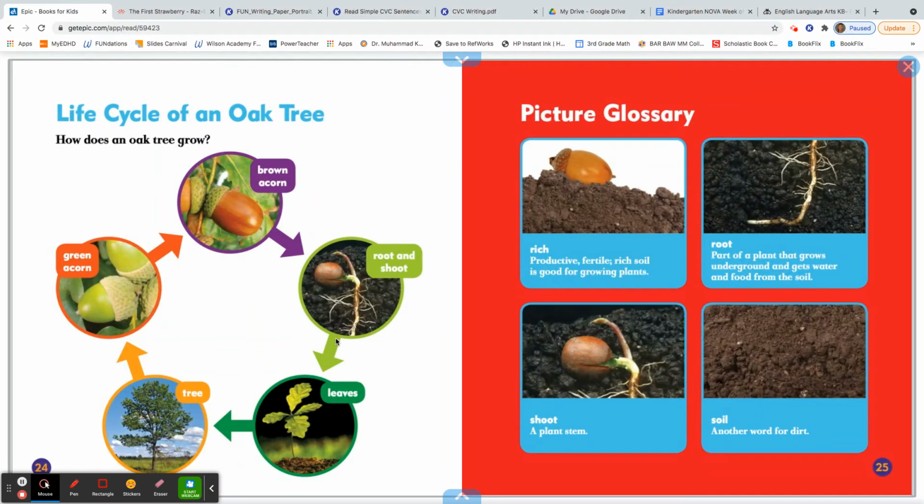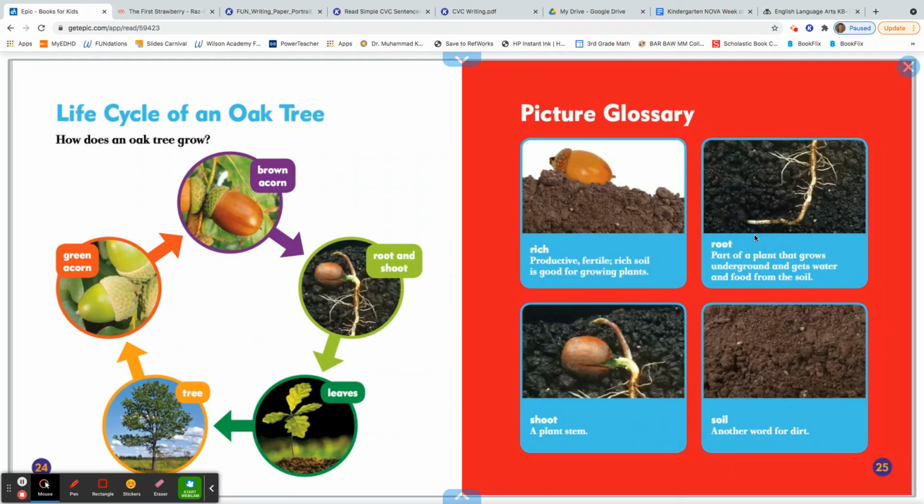And then the last thing I want to show you is this picture glossary. A glossary helps explain words to us that might be new. For example, the word rich in this story, it doesn't mean rich like you have a lot of money. It means really great soil with lots of nutrients. Kind of like that compost would be really rich that we read about from Grandpa's garden. It's got a lot of things that plants need to grow, so it's rich.